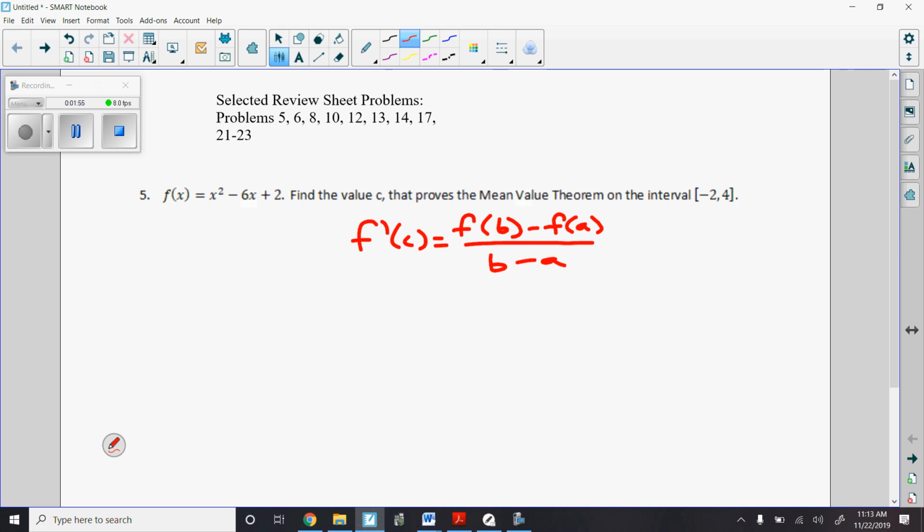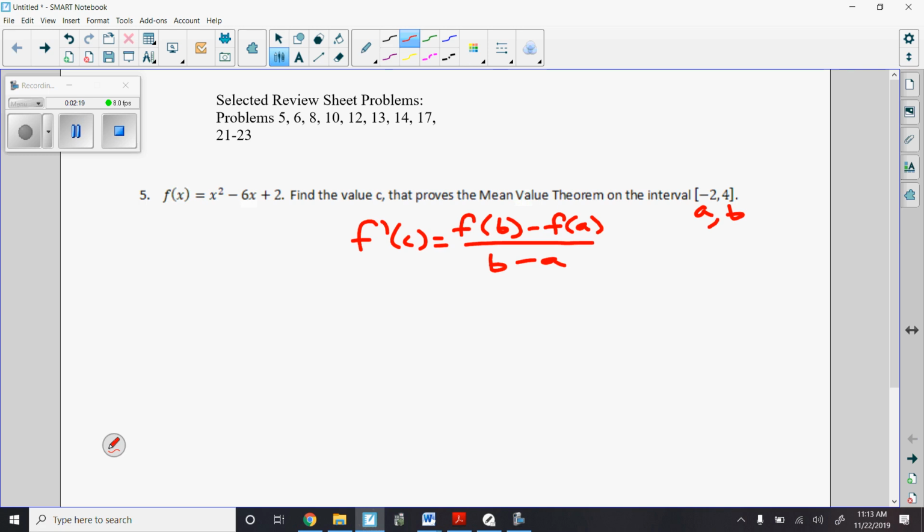The a and the b here come from our interval -2 to 4. Just put them in alphabetical order: -2 is our a, 4 is our b. So I'm going to solve for f prime of c. That's not going to be my final answer, but it's important to figure out f prime of c before I figure out the value c.